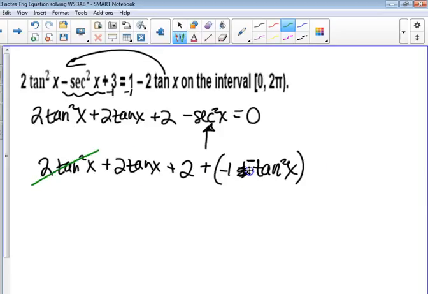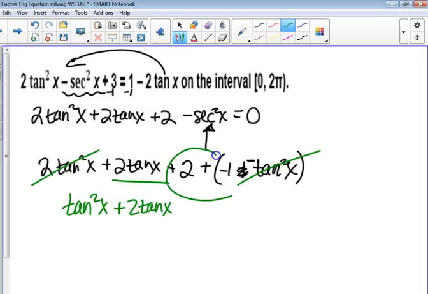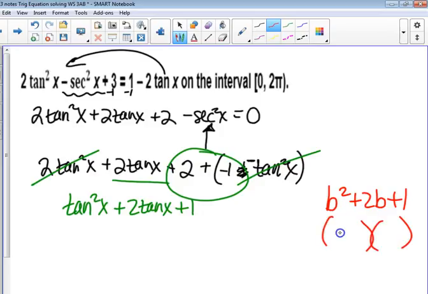Okay, 2 tangent squared minus a tangent squared back here is just 1 tangent squared. Then I have a 2 tangent. And 2 minus 1 is a plus 1. Now, some of you get really stuck on this factoring business. Just say to yourself, oh, that's a b. I'm just picking a letter. B squared plus 2b plus 1. Tangent squared plus 2 tangent plus 1. How would that factor?